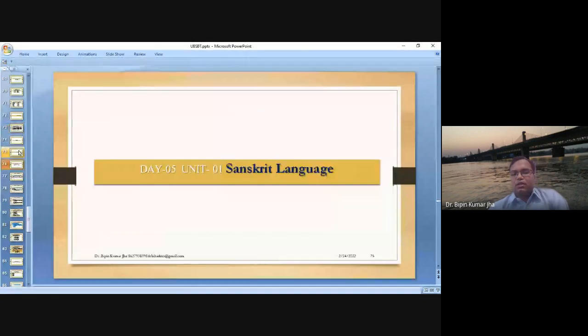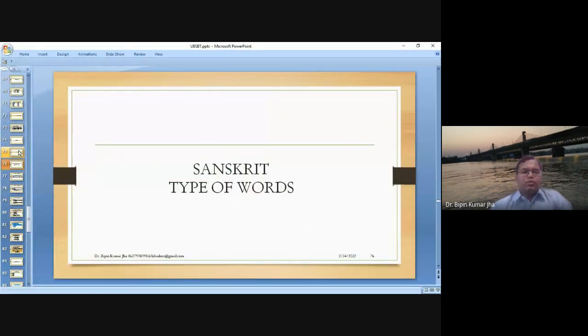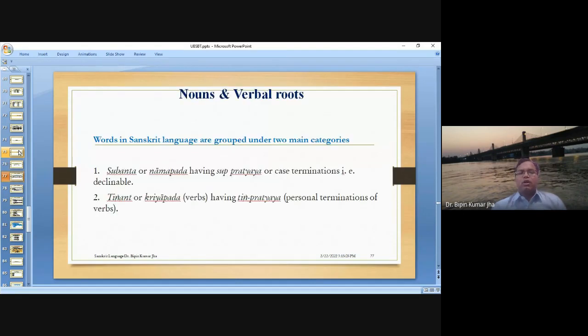In the Sanskrit language, whenever you are talking about the word, it is mainly divided in four parts, called Nam, Akhyat, Upasarg, and Nipat. One by one we will learn about Nam and Akhyat, then Upasarg and Nipat. First of all, Nam and Akhyat.